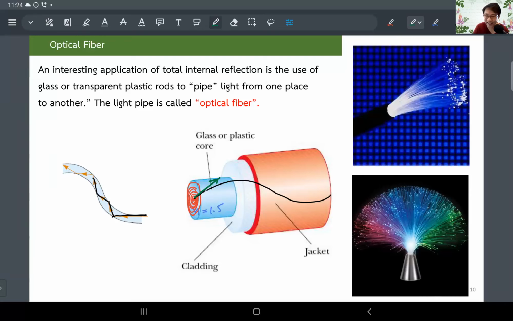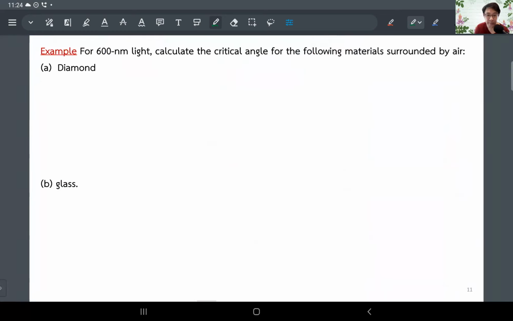That's what I'm saying. All right, guys, let's get back to our business over here. Take a look at this and then calculate the following. Find the critical angle for the following material surrounded by air.